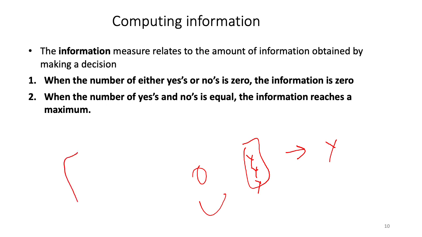However, if we had an equal number of instances belonging to each class, for example, 2 yeses and 2 nos, then the information or the entropy reaches the maximum here because it's really a tie and it makes our job hard to predict one of the classes.